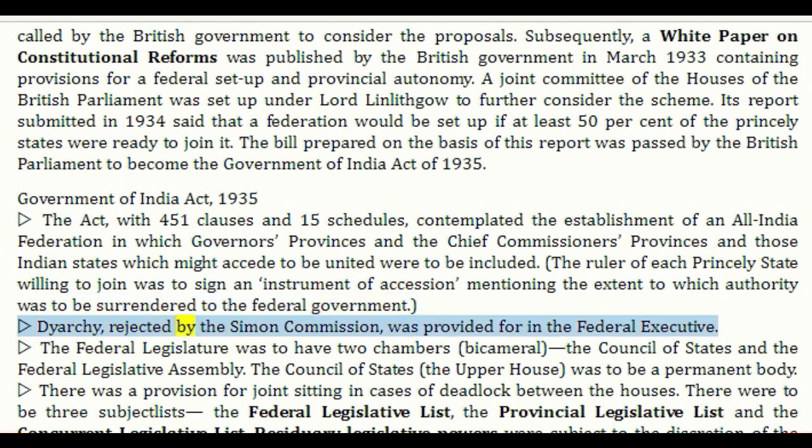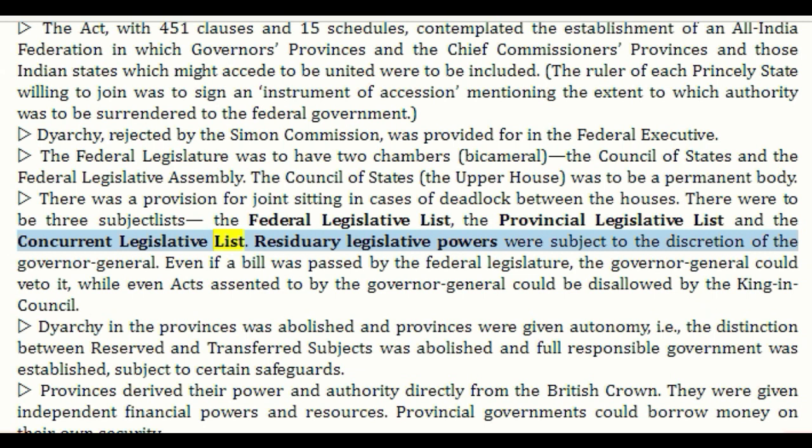Diarchy, rejected by the Simon Commission, was provided for in the federal executive. The federal legislature was to have 2 chambers, bicameral, the Council of States and the Federal Legislative Assembly. The Council of States, the upper house, was to be a permanent body. There was a provision for joint sitting in cases of deadlock between the houses. There were to be 3 subject lists, the Federal Legislative List, the Provincial Legislative List and the Concurrent Legislative List.